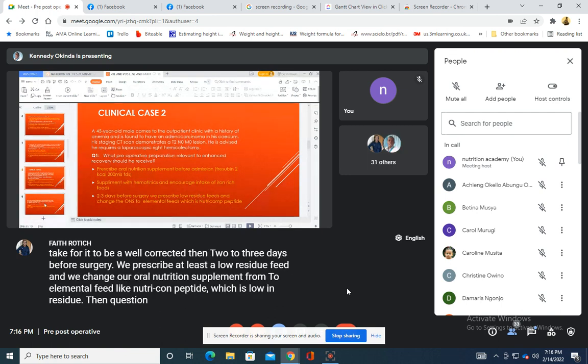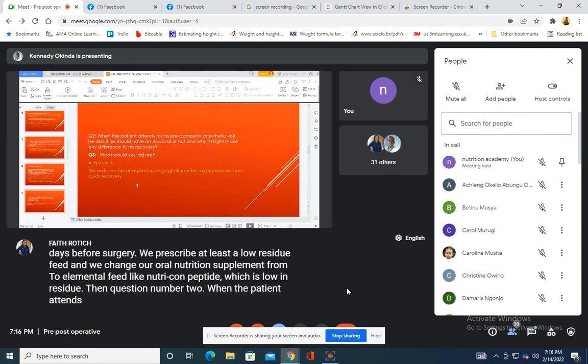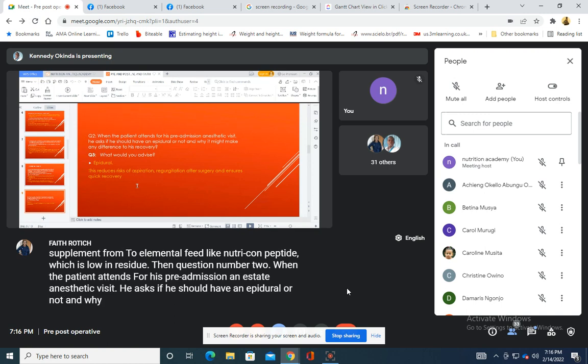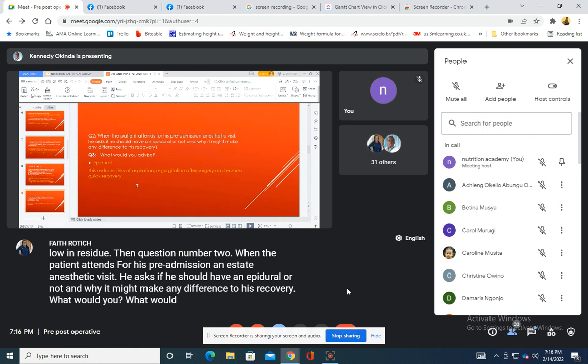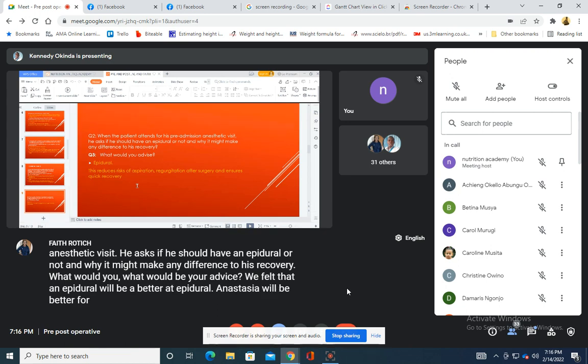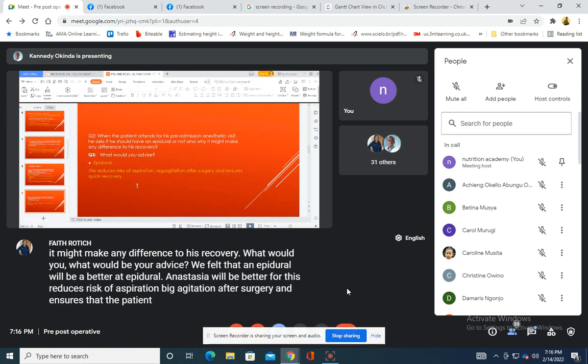Then question number 2, when the patient attends for his pre-admission anesthetic visit, he asks if he should have an epidural or not, and why it might make any difference to his recovery. What would be your advice? We felt that epidural anesthesia will be better, for this reduces risk of aspiration and regurgitation after surgery, and ensures that the patient recovers at a quicker rate.